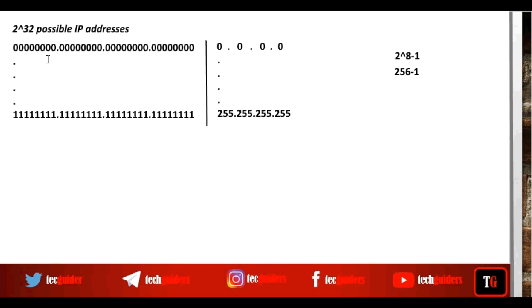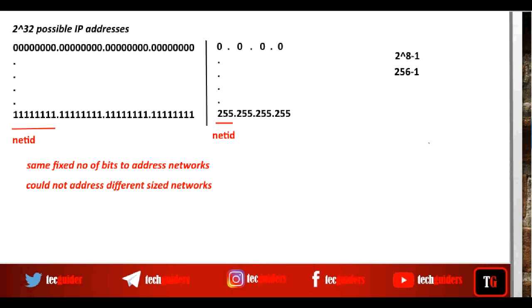With 32 bits, we can have 2 power 32 possible combinations from all zeros to all ones. It means there are 2 power 32 possible IP addresses. And we have seen that in all these IP addresses, if we use the same fixed number of bits to address the network and the remaining bits to address the host within the network, then we could not support different size networks. Also, it led to very bad utilization of the address space.